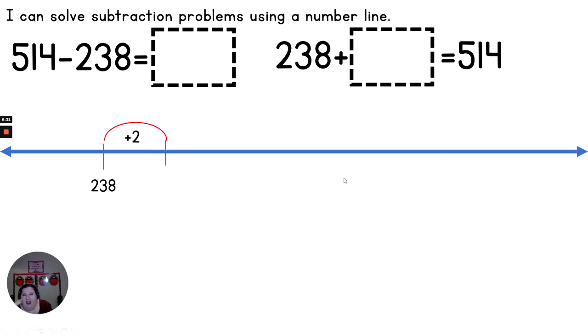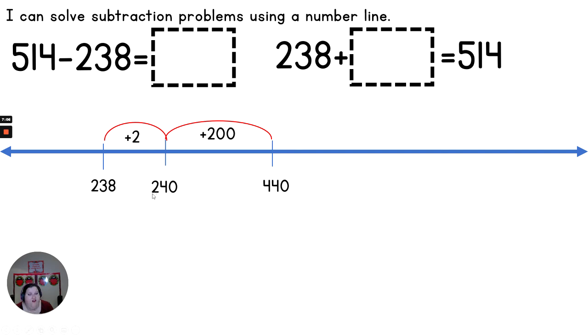So let's do that. First, I'm going to add 2 because I want to get to a 10. I have 38. I want to get to a 10, so it's going to get me to 240. Remember, I want to get to 514. So now I want to go from here and get as close to 514 as I can. I can't add 300 because that will take me too far, but I can add 200. So let's add 200 to this. 200 more will take me to 440 because all I'm doing is adding 200.